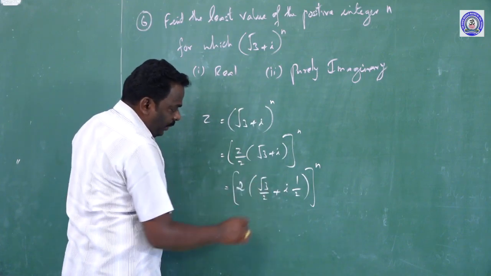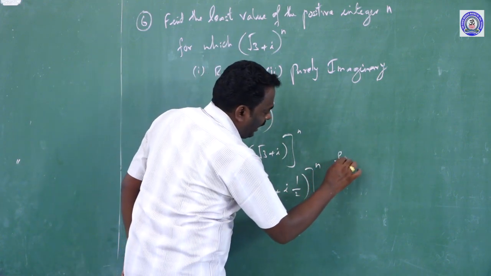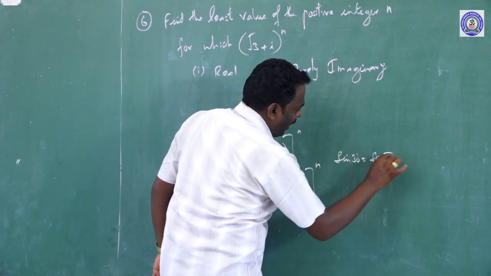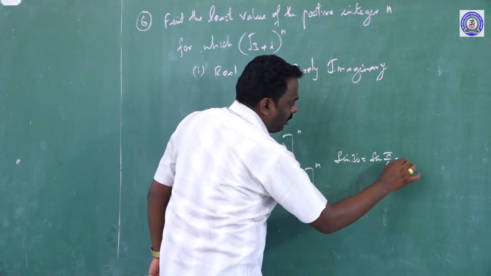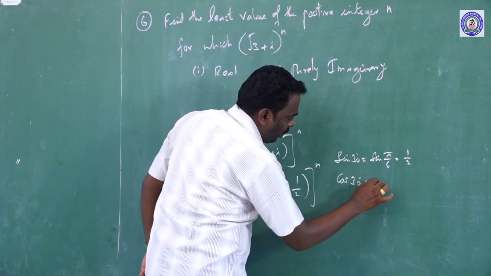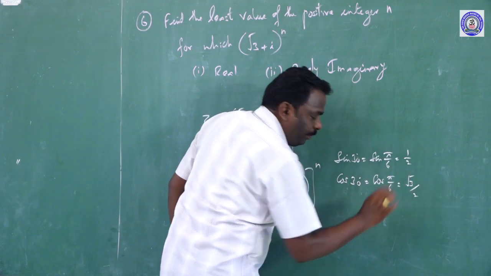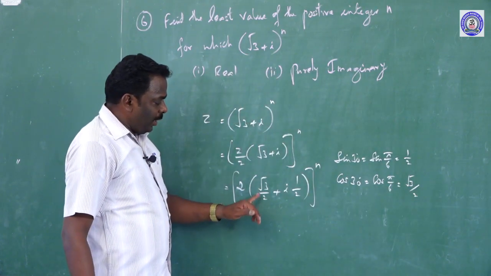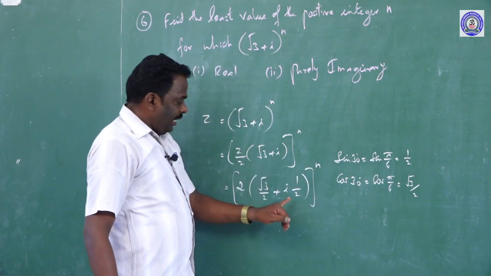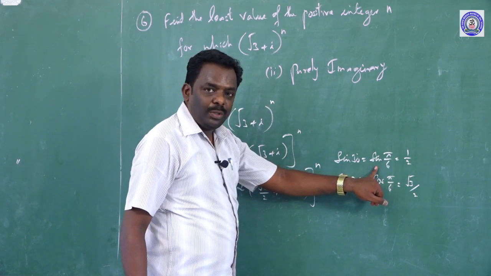Now this term is converted into the form of sin and cos. Sin 30 degree, that is sin pi by 6, equals 1 by 2. Then cos 30 degree, that is cos pi by 6, equals root 3 by 2. So in place of root 3 by 2, we replace cos 30, that means cos pi by 6. In place of 1 by 2, we replace sin 30, that is sin pi by 6.